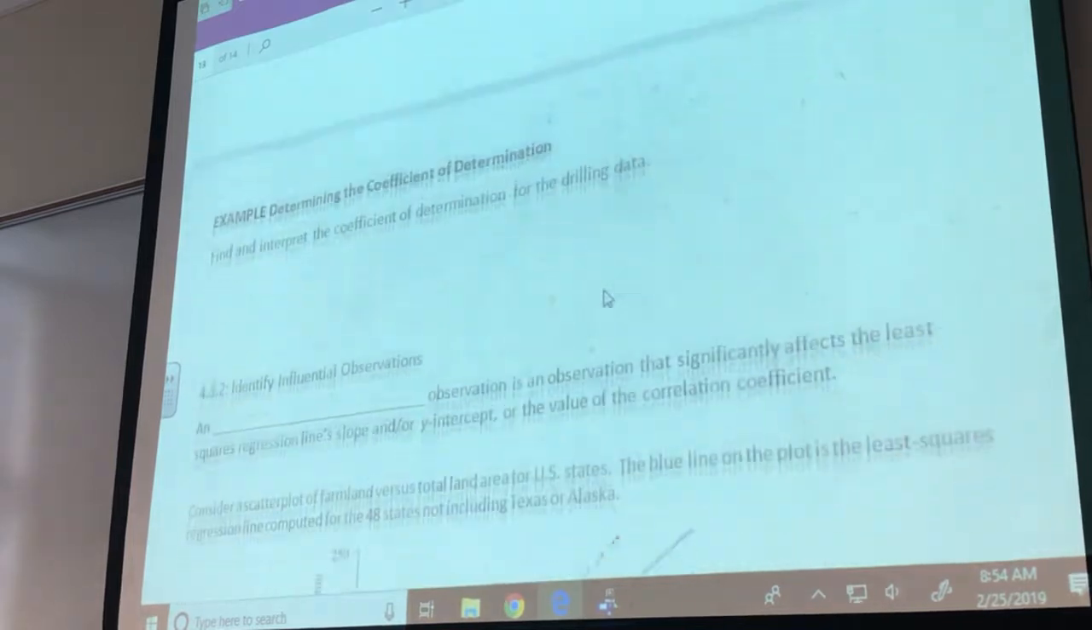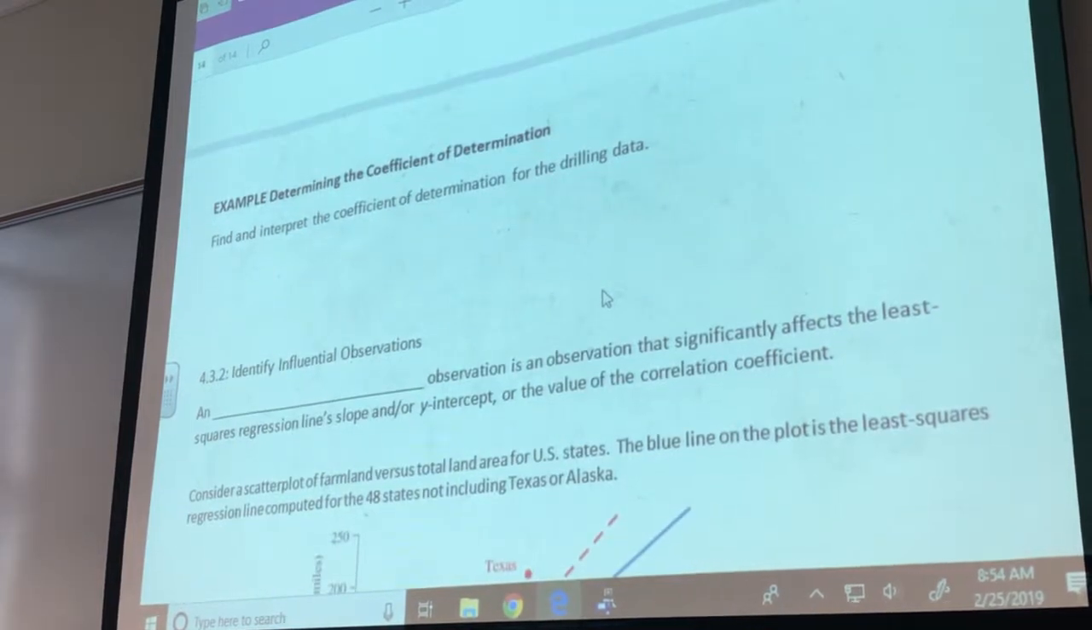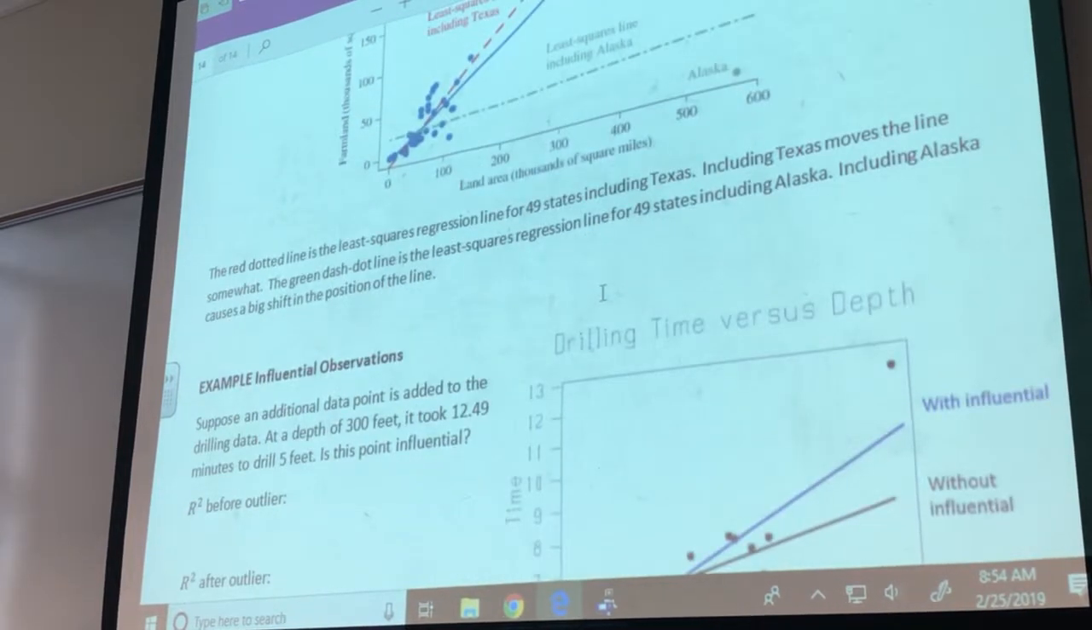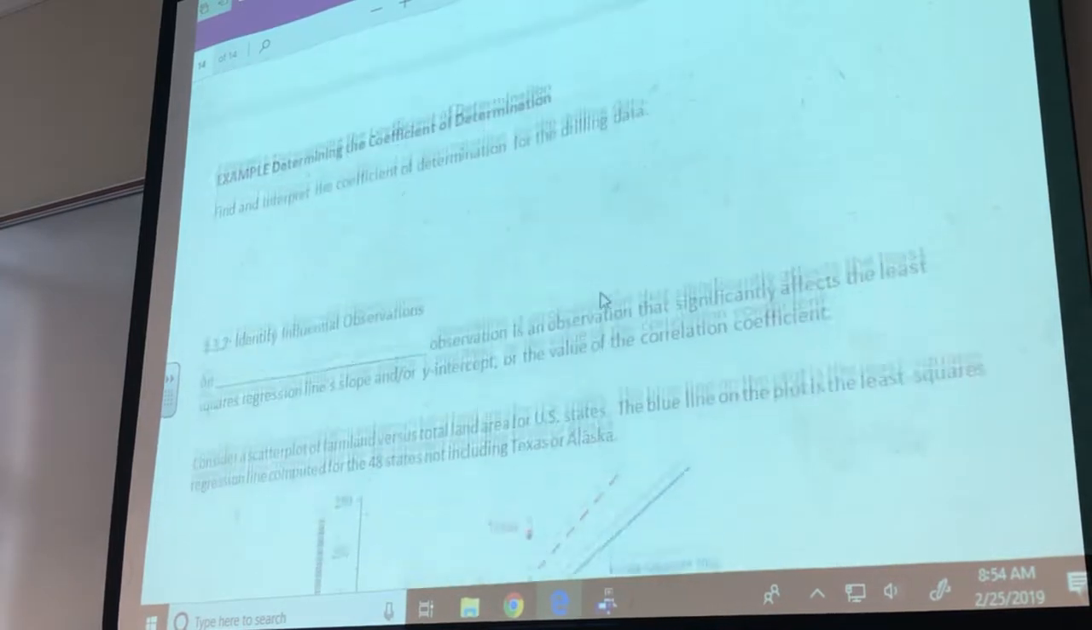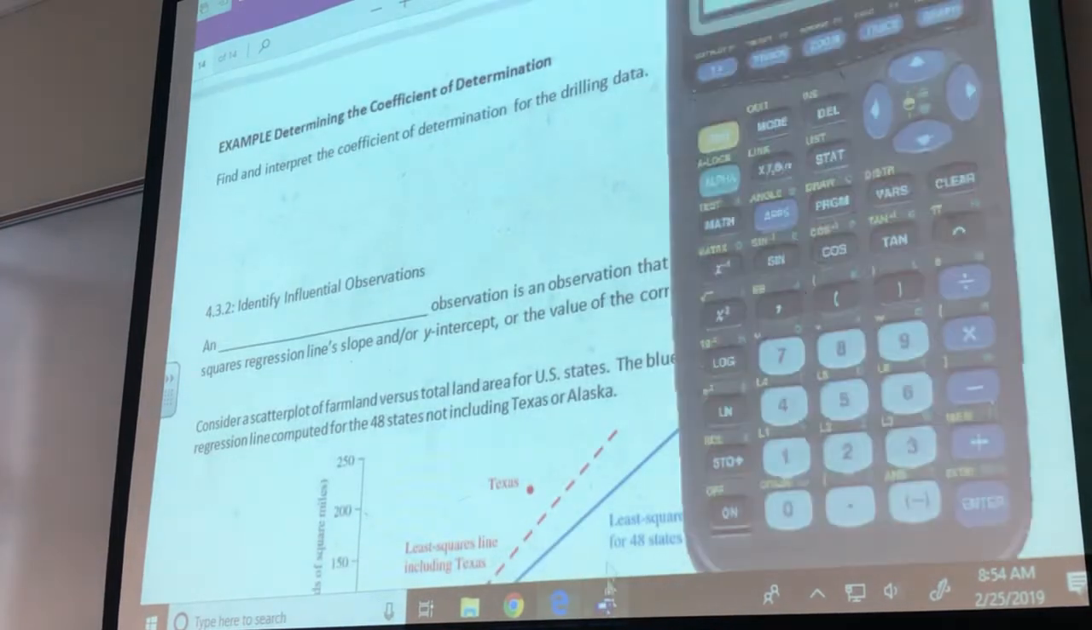So that's my housing example. I've got my drilling example. I think I still have that. Great. So my drilling example is still in my L1 and my L2.